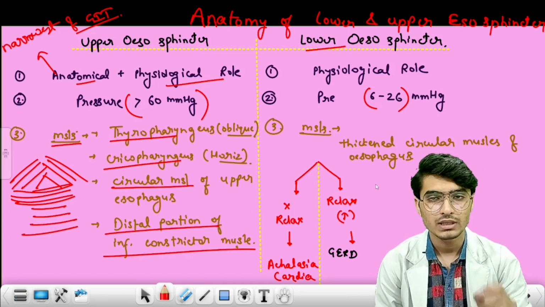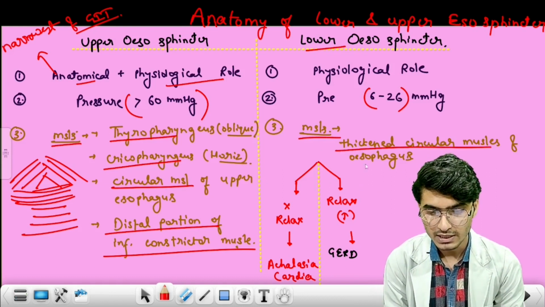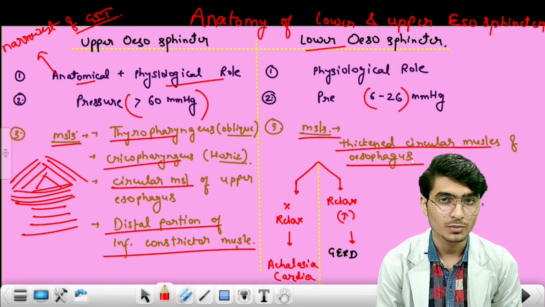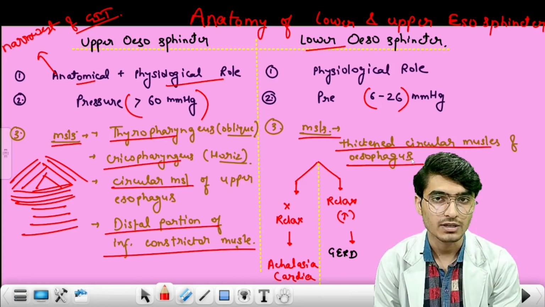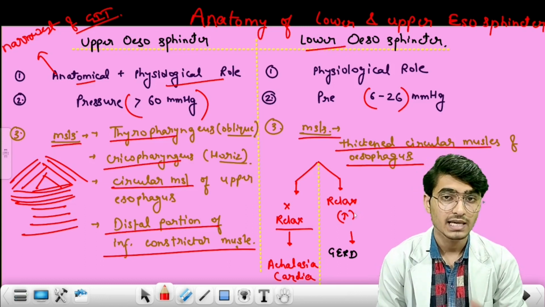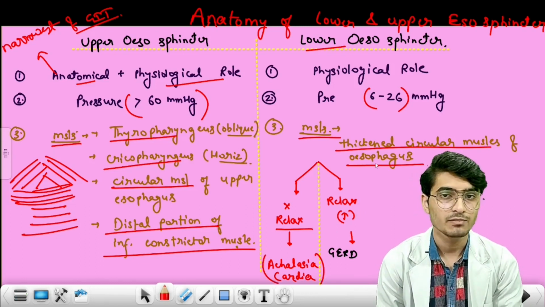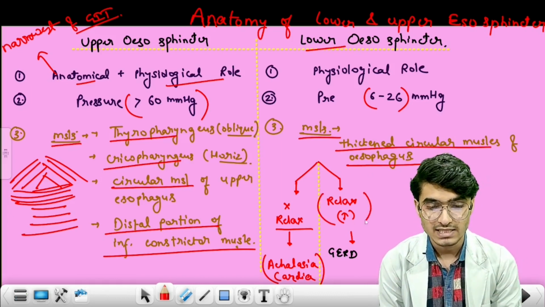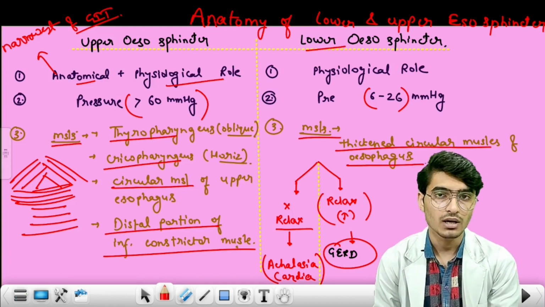Now we will go for the muscles forming the lower esophageal sphincter, that is basically formed by the thickening of the circular smooth muscles of the lower esophagus, right? And if there is failure of relaxation of the LES, that results in achalasia that we have discussed in our previous sessions, and if there is excessive relaxation, that results in a pathology, that is GERD.